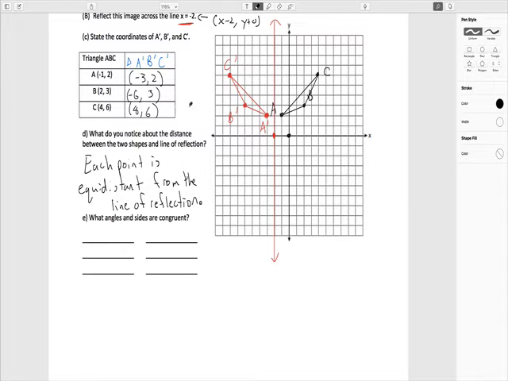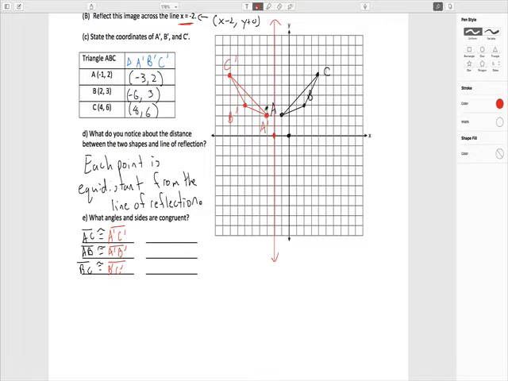Okay, what angles and sides are congruent? Well, AC is congruent to A'C'. Pause the video and see if you can find 2 more sides that are congruent. You should have found that AC was congruent with A'C', AB is congruent with A'B', and BC is congruent with B'C'.